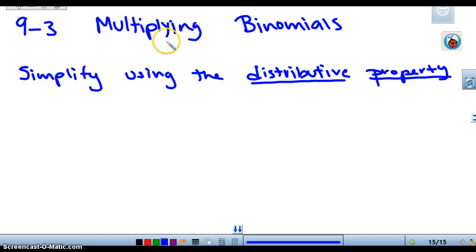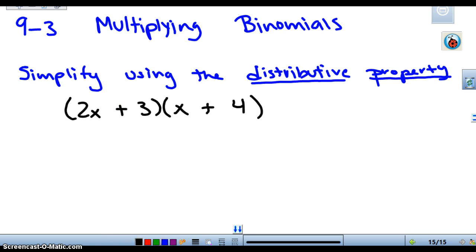So today we're multiplying binomials, and we're going to start by multiplying using the distributive property. After using the distributive property, we will multiply using the FOIL method. Going to color code so that you can follow along the process. We're going to multiply these binomials using the distributive property.